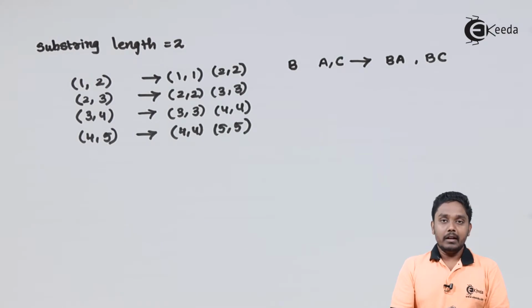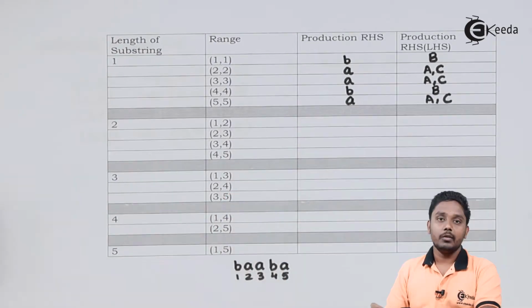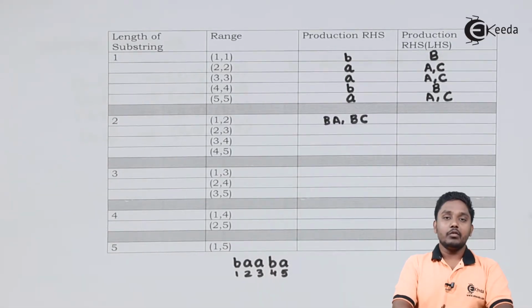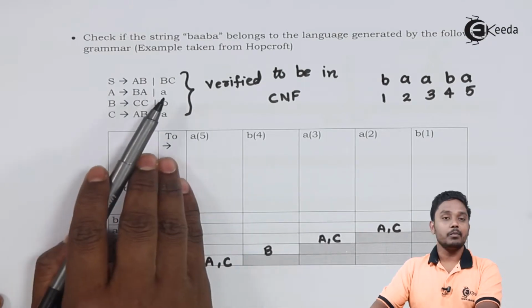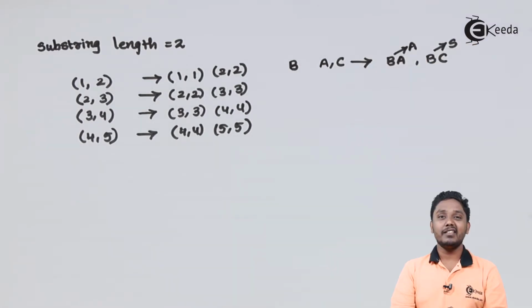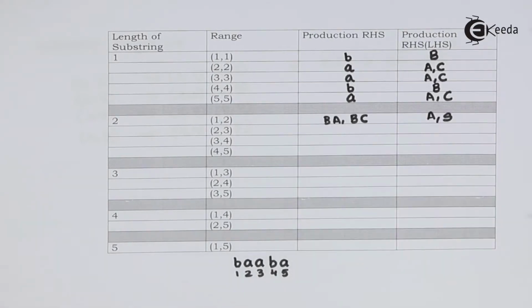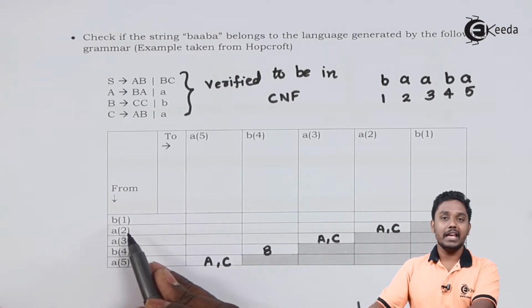Now let us go to the table and write down these right hand side of productions. This was 1 followed by 2. The RHS we got is BA or BC. Let us go to the grammar and find out which are the production producing either BA or BC. We see that BA is produced by A, BC is produced by S. Let us write this information to our tables. The LHS should be A or S. In our table, it would be row 1, column 2 appended by A or S.